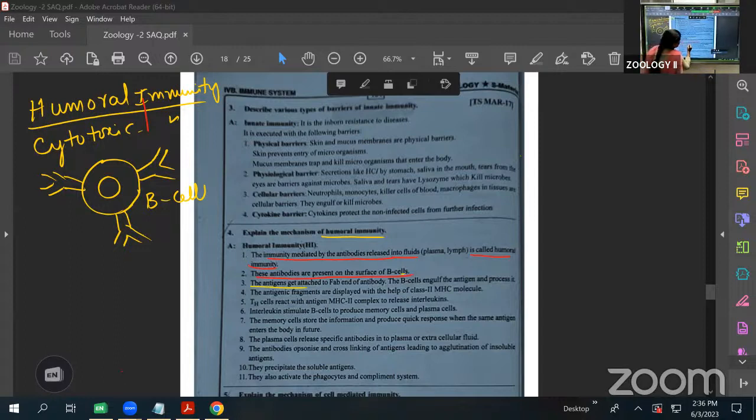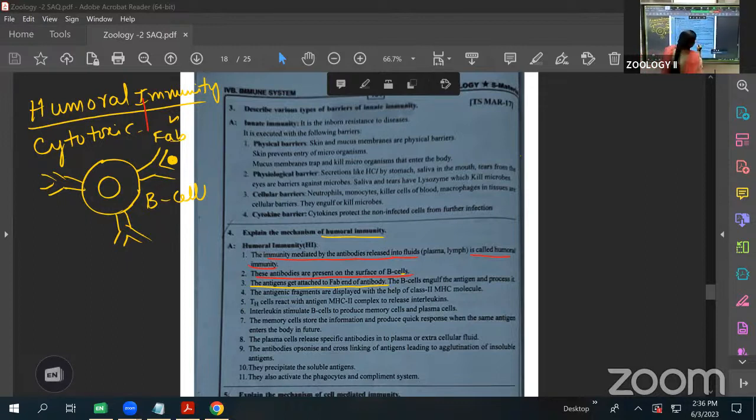Antigens get attached to the FAB end of the antibody. FAB end means this side. Any antigen coming through the blood circulation or the lymph circulation enters and attaches at the antigen binding site. Which one? The FAB fragment side, where the antigen is present. See this one? The antigen gets attached to the FAB end of the antibody.